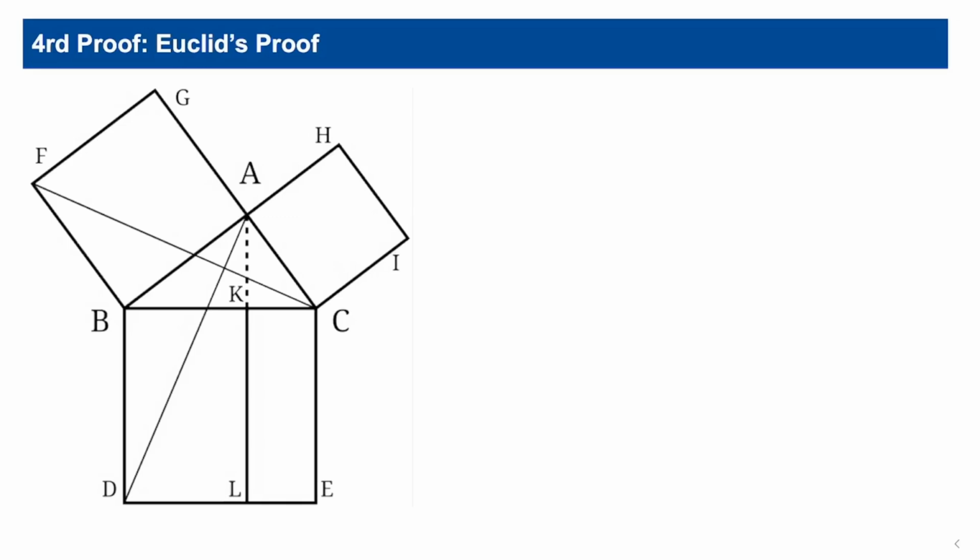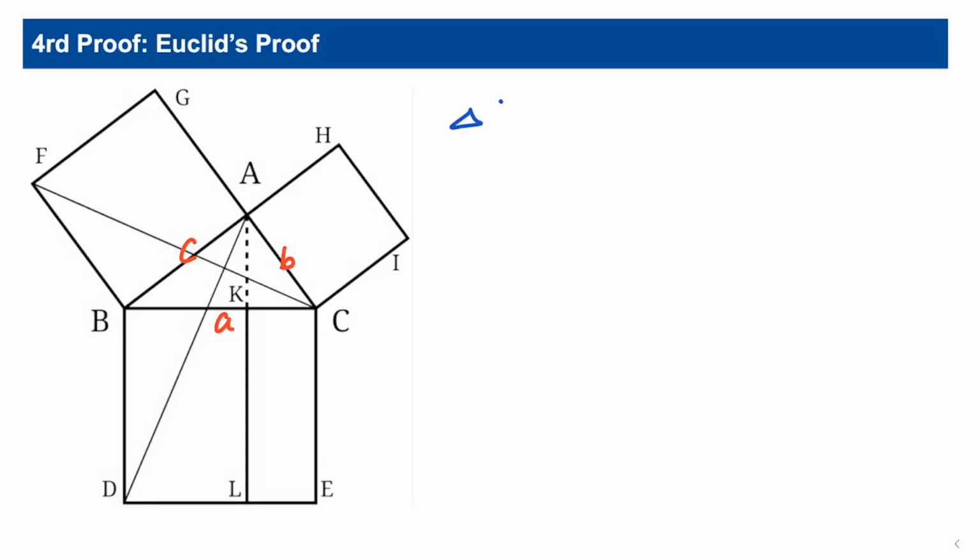Now, let's look at Euclid's proof. We have triangle ABC. Now, the hypotenuse in this figure is A. The 2 legs are B and C. We draw 3 squares on each side of the triangle. We connect FC, we connect AD.